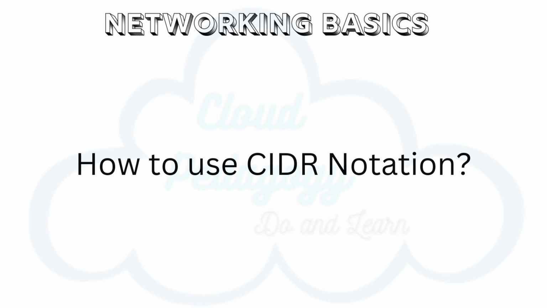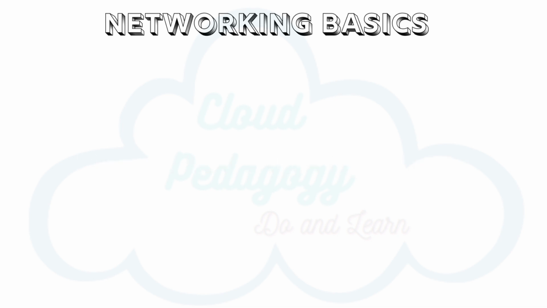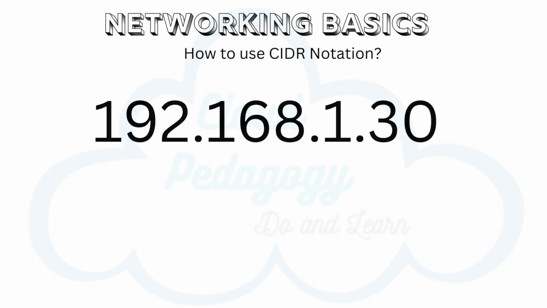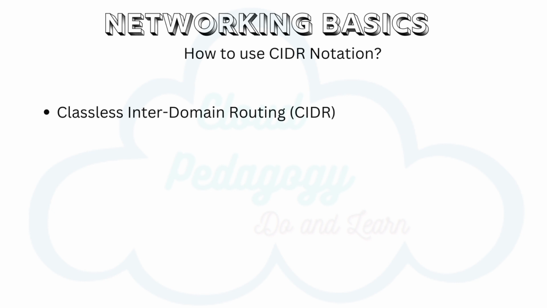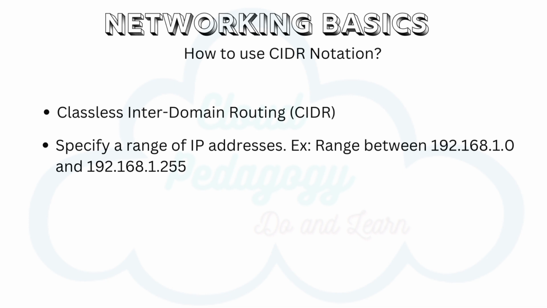So, how do you use CIDR notation? Here you can see a single IP address, 192.168.1.30. If you want to express IP addresses between the range of 192.168.1.0 and 192.168.1.255, how can you do that? One way is by using the CIDR notation, which is classless inter-domain routing notation. CIDR notation is a compressed way of specifying a range of IP addresses.